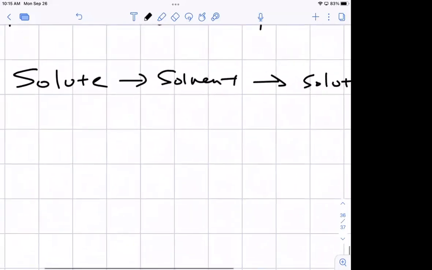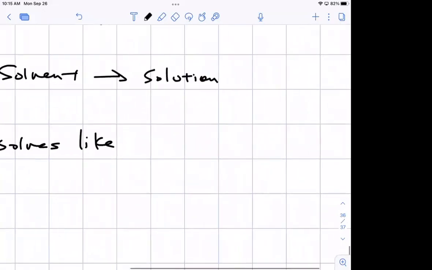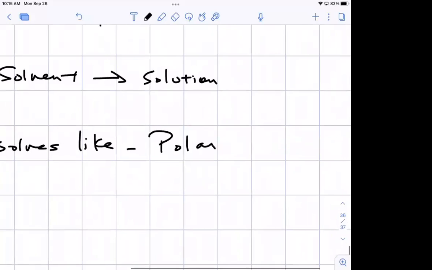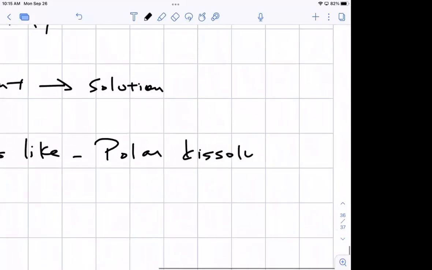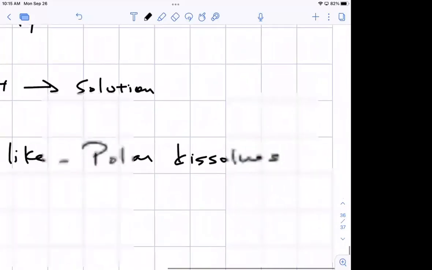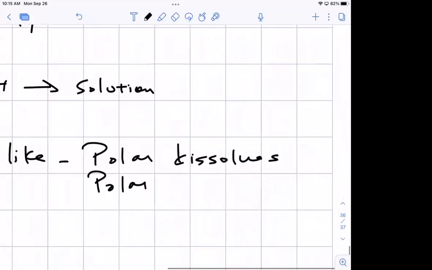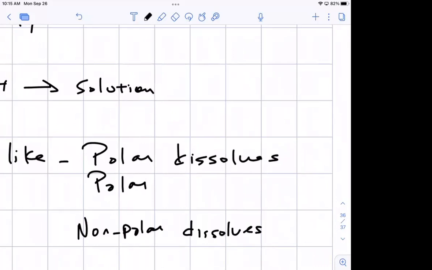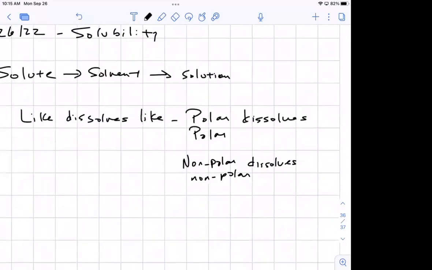and that is like dissolves like. So if something is polar, it's going to dissolve stuff that's polar. Right? If a solvent is polar, it's going to dissolve up things that are polar. If it is non-polar, right, it's going to dissolve things that are non-polar.